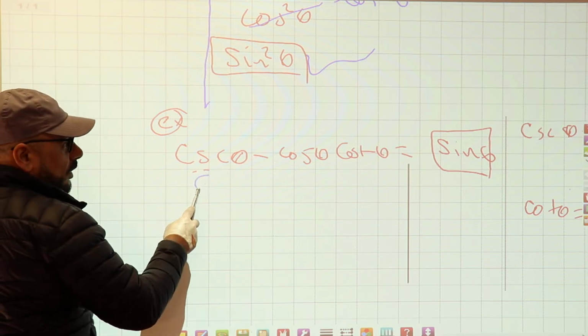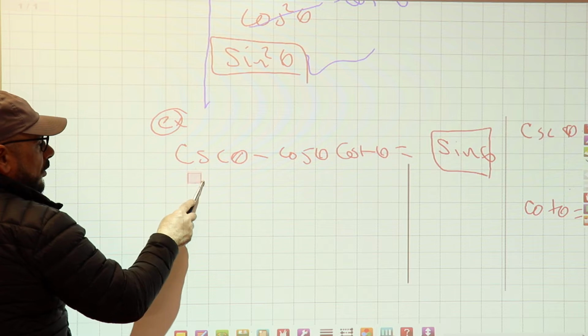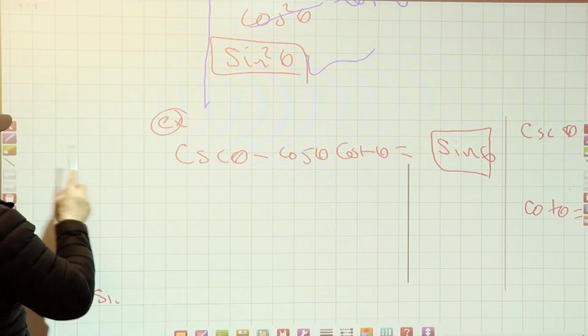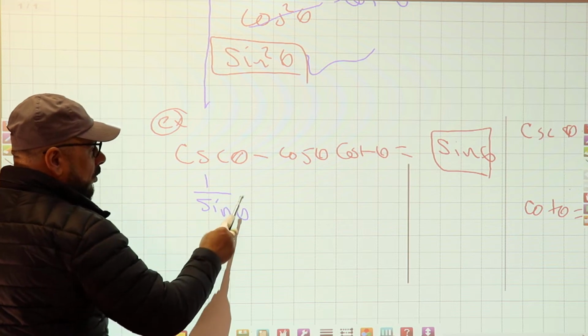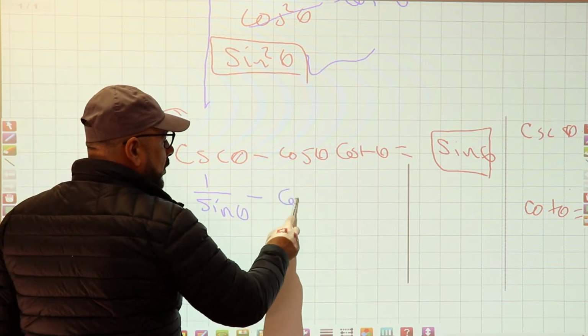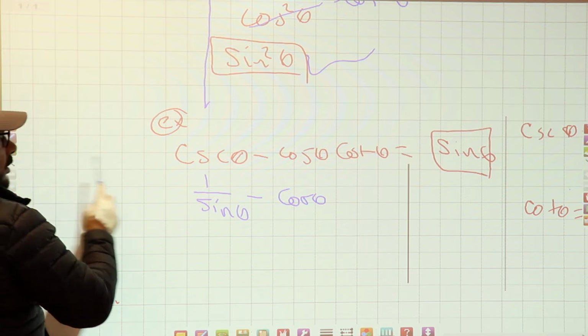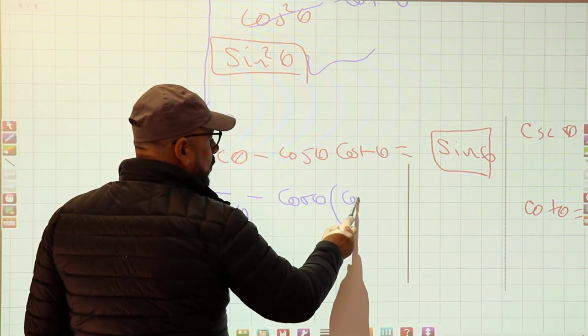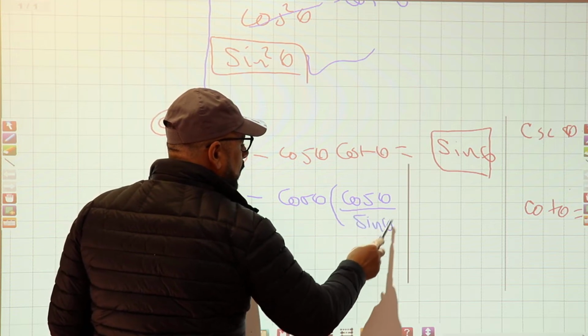Cosecant theta is 1 over sine theta, minus cosine theta, and cotan theta is cosine theta over sine theta. Okay.